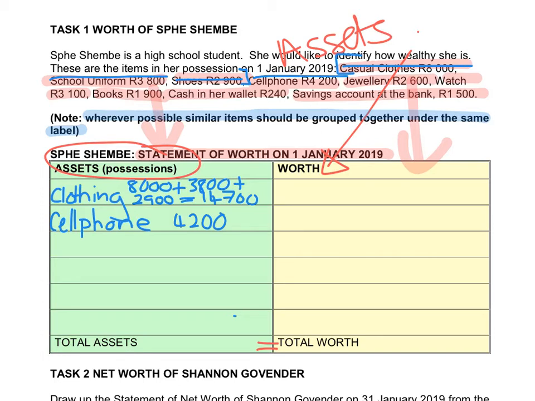The next one is jewelry and a watch. You can actually group that together under a heading called accessories. And the first is jewelry, which is 2,600, plus your watch, which is 3,100. And you can cross those two items out. Now you're going to take some time to add them together and find out what the total value of accessories is.